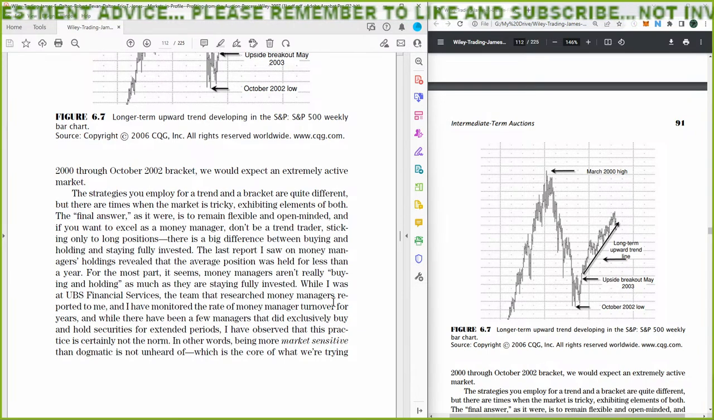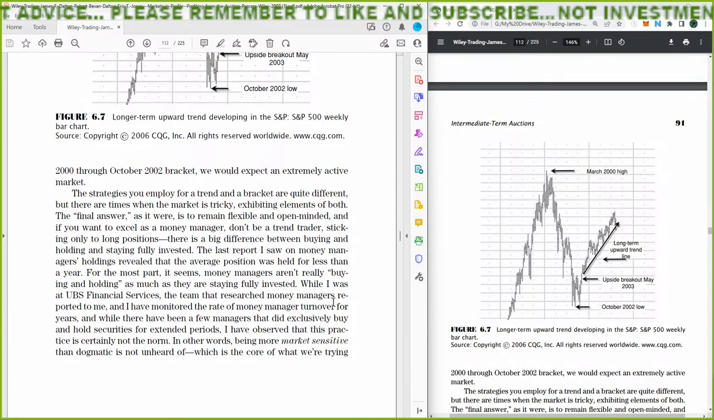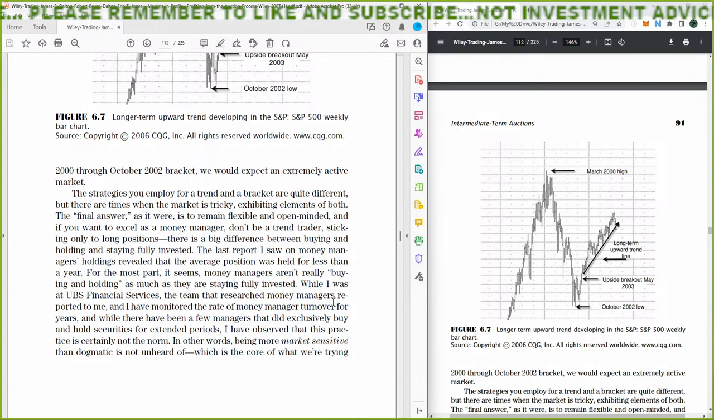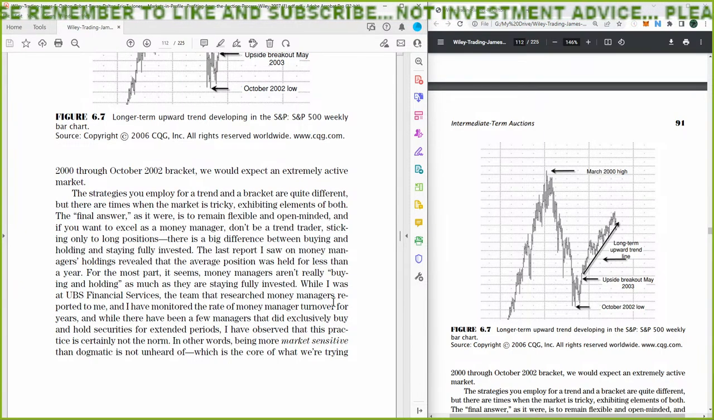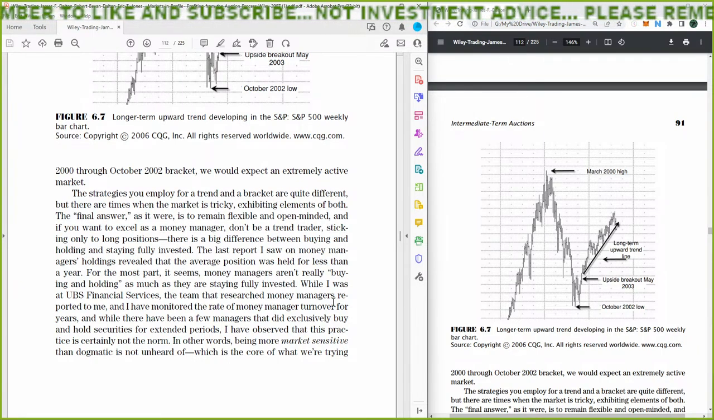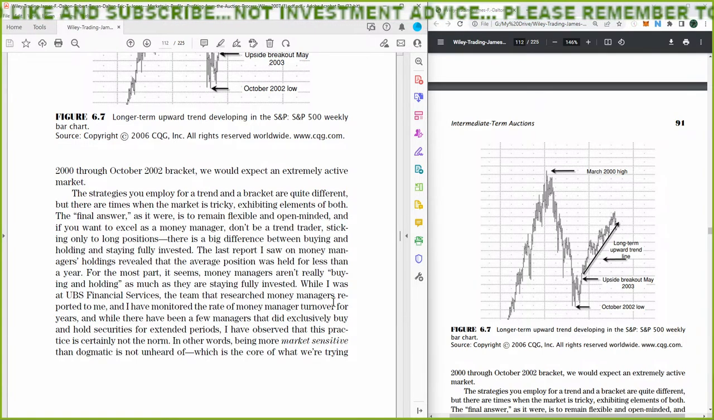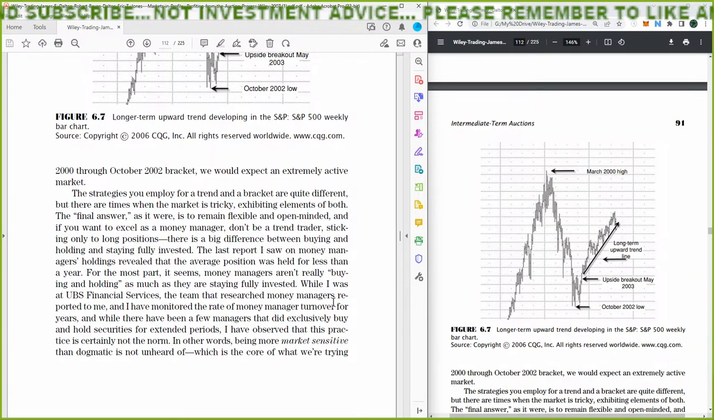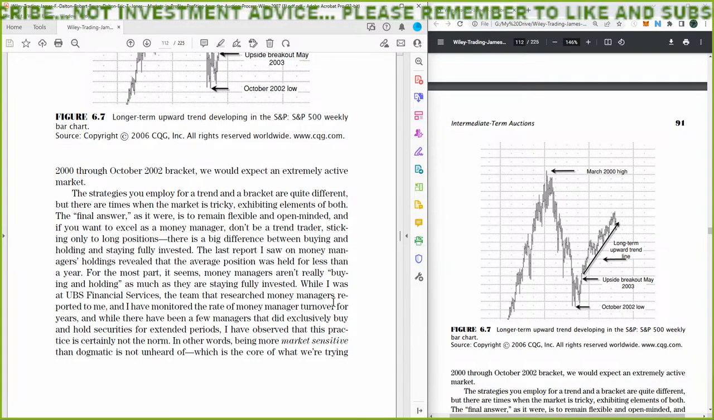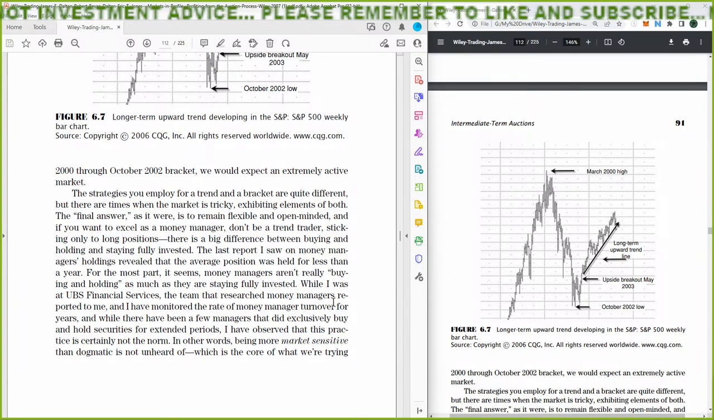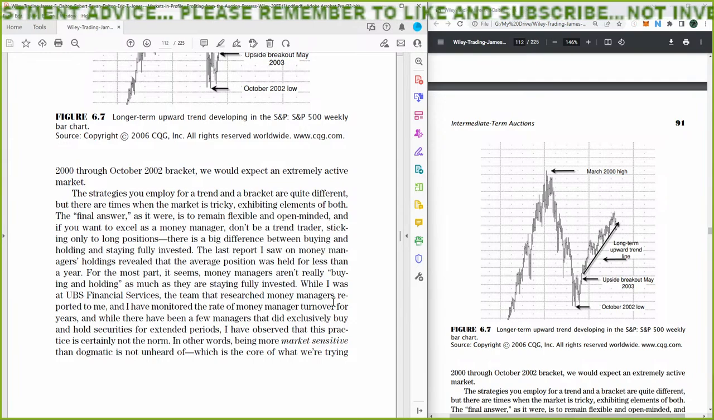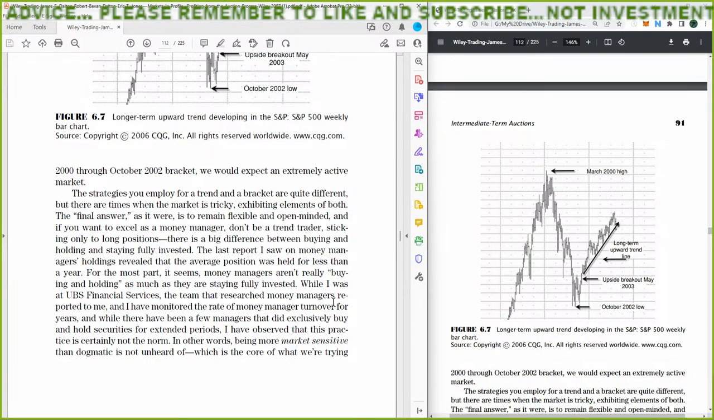There is a big difference between buying and holding and staying fully invested. The last report I saw on money managers' holdings revealed that the average position was held for less than a year. For the most part, it seems money managers aren't really buying and holding as much as they are staying fully invested.